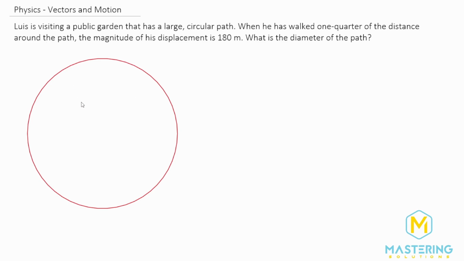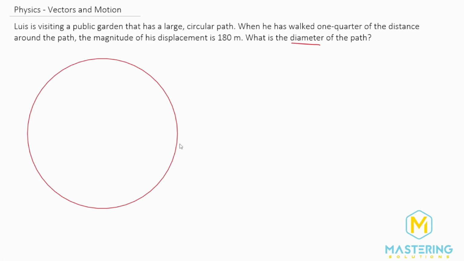They say that it's a large circular garden path, and that Luis has walked 1/4 of the distance around the path, and not the radius. They want us to find the diameter of the path. Okay, so this problem is a really good problem, and because it's a good problem, that usually means that it's a really frustrating problem. So let's go ahead and draw what is happening here.